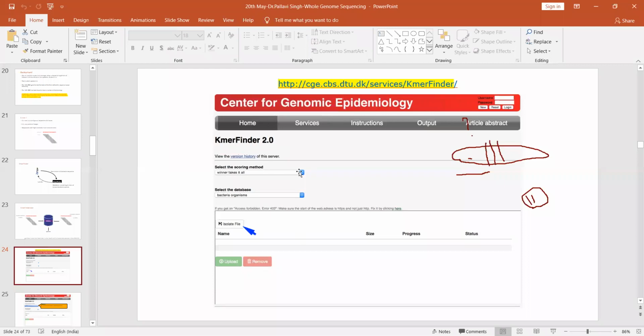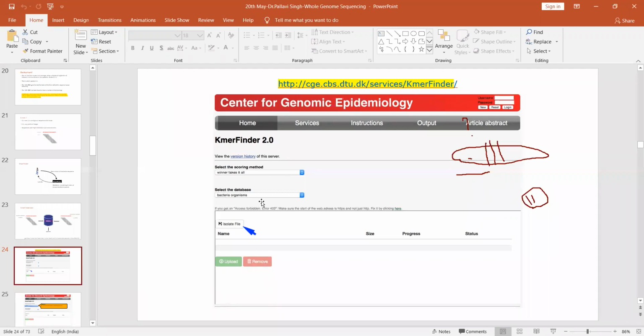In k-mer, you have to select the scoring method. The scoring method gives you 2 options: a standard method and winner takes it all. In standard, it will consider all the bacteria with an accuracy level of 80%. And if you take winner takes it all, then it will consider 100% matching only. To select the scoring method, it should be standard in general.